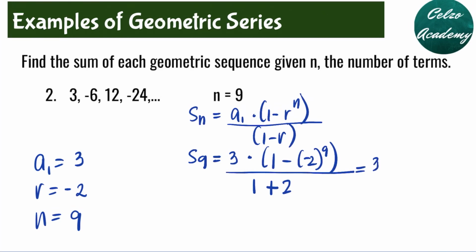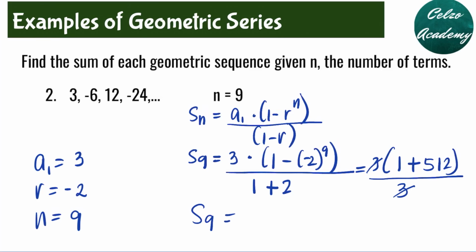Simplifying this, we have 3 times 1 minus negative 2 to the power of 9, which is negative 512, and that becomes now plus 512. Denominator is 3. Simplifying this, 3 divided by 3 is 1. So the sum of the 9 terms in this geometric sequence is 1 plus 512, and that is 513.